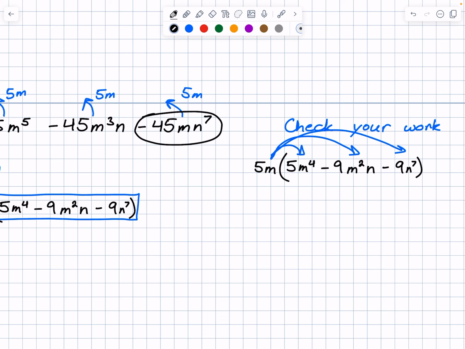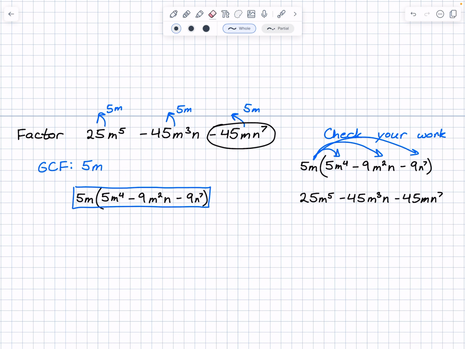So let's see, 5m times 5m to the 4th, well, that would be 25, and then we combine our m's, and we get m to the 5th. Then for the next one, I do 5 times negative 9, well, that's negative 45, and then m times m squared is going to be m cubed n. And then same thing at the end, 5 times negative 9n to the 7th. Well, that's negative 45. And then there will be an m, nothing to combine it with, so it just stays. And then n to the 7th, which is exactly what I started with. So that means I have done it correctly. So this is, in fact, my final answer.